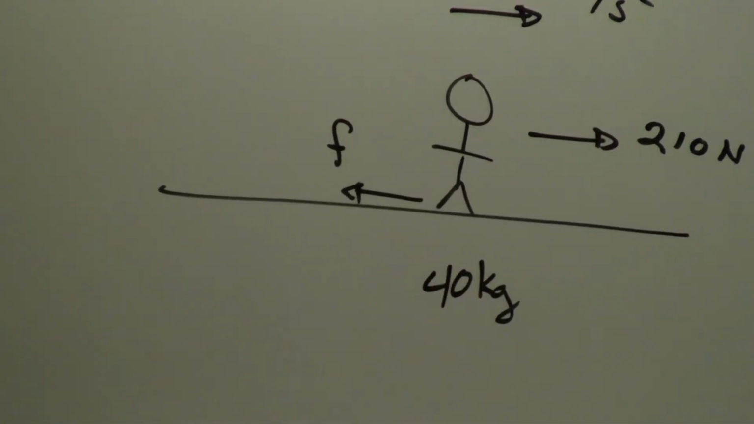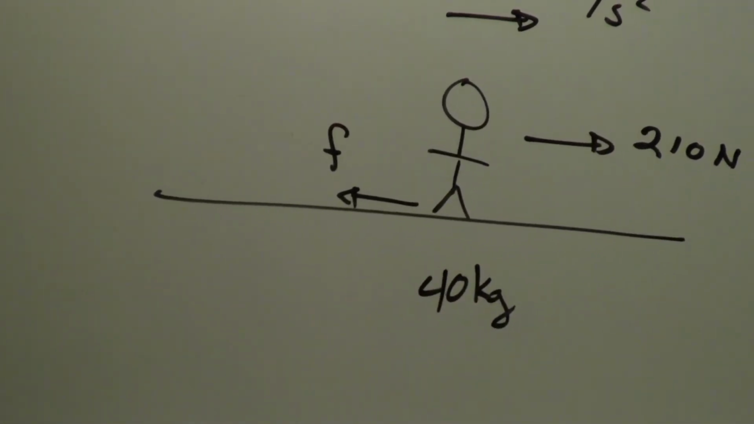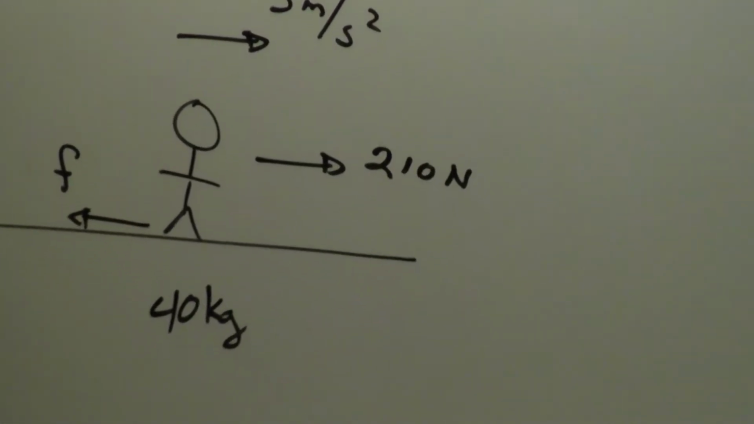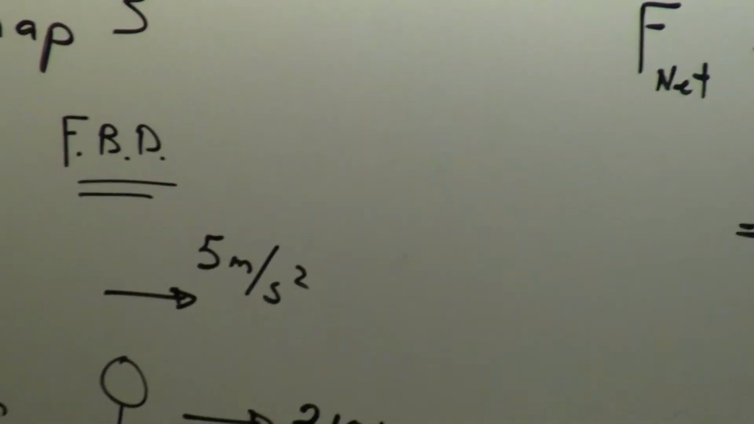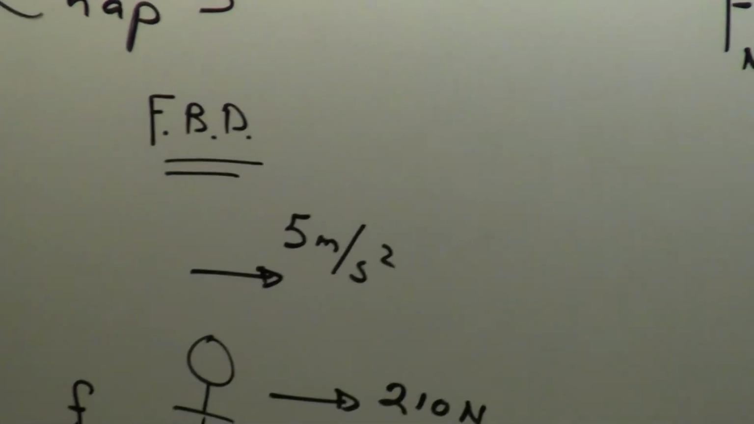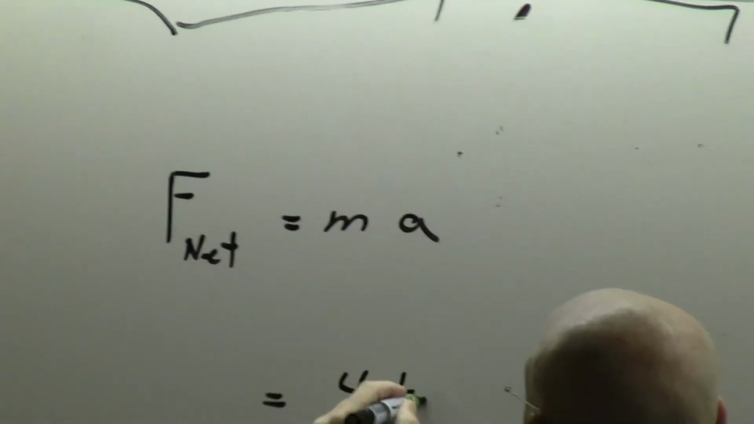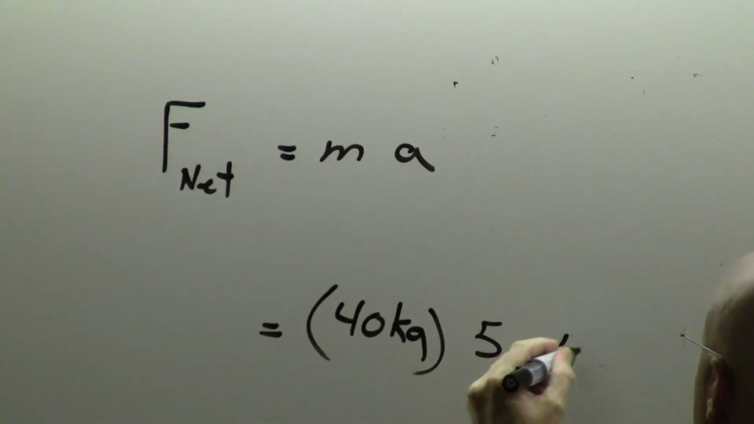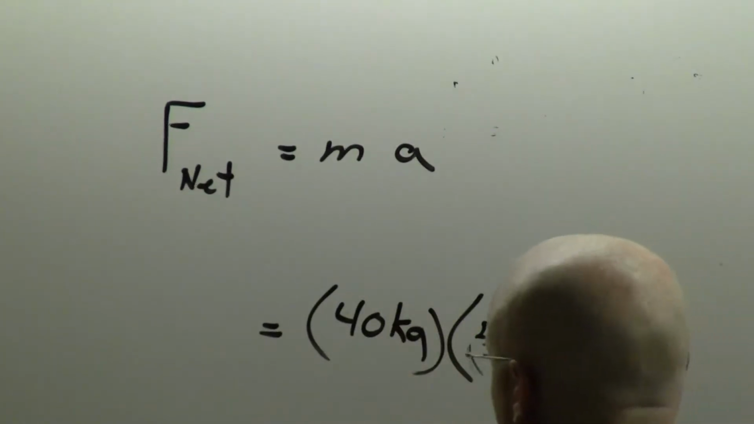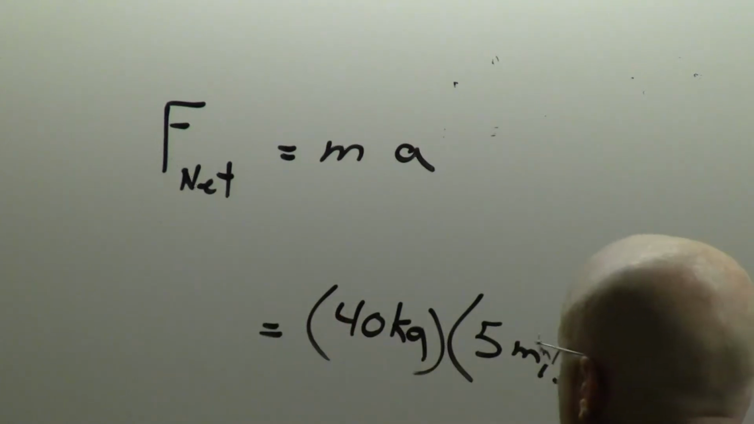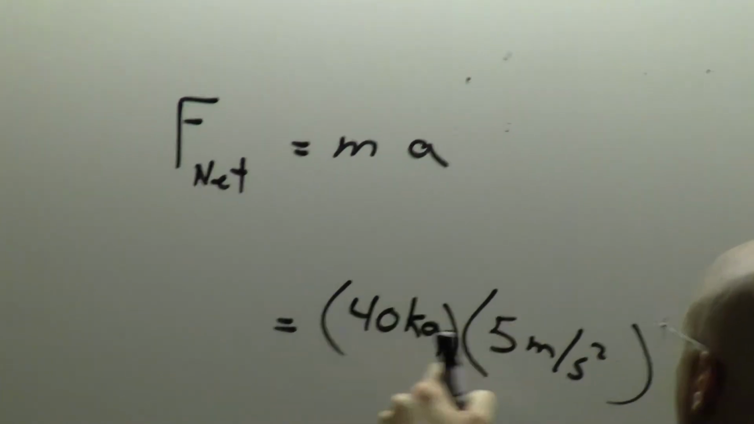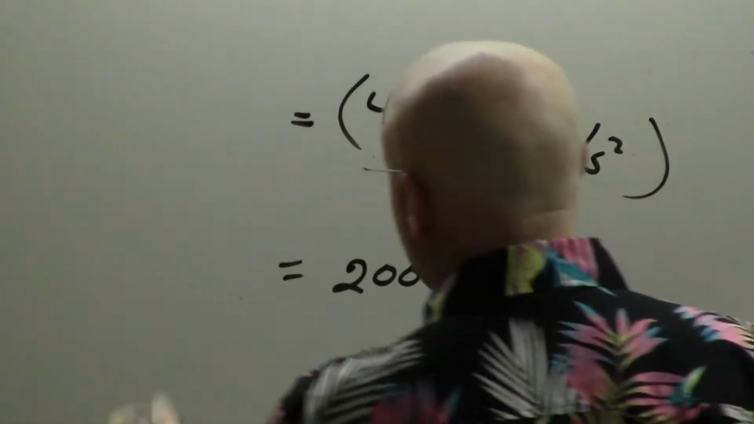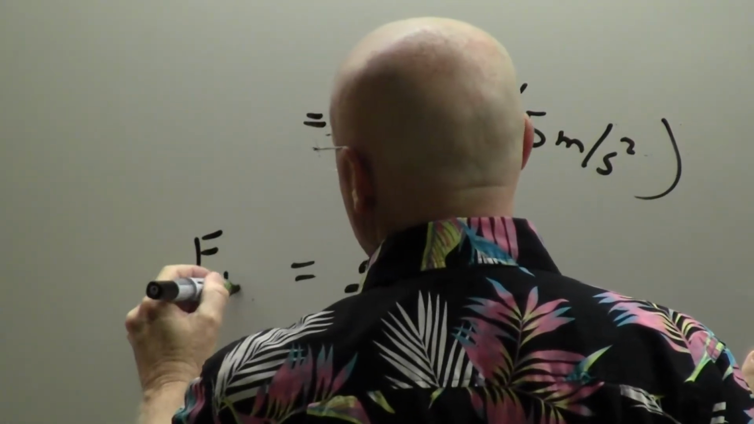And let me just check to make sure I didn't leave anything off here. But let's see, 40, acceleration, 210, okay. So in this case, I would say, okay, the child's mass is 40 kilograms, okay, good. The acceleration is 5 meters per second squared. And if I take 40 times 5, I get 200. And a kilogram meter per second squared was our definition of a Newton. And so the net force is 200.